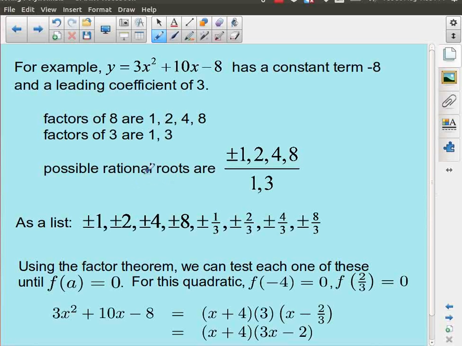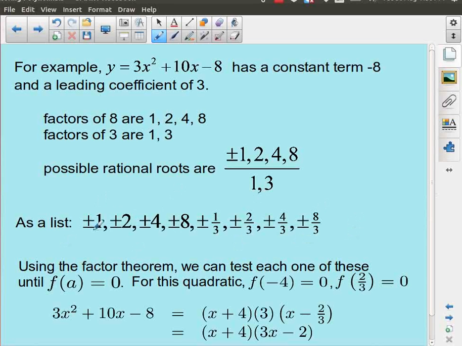The rational root theorem tells me that the only possible roots are 1 over 1, 1 over 3, 2 over 1 or 2 over 3, 4 over 1 or 4 over 3, 8 over 1 or 8 over 3. And I have to consider both the positive and negative possibilities there. As you can see, that is still a fairly large list.